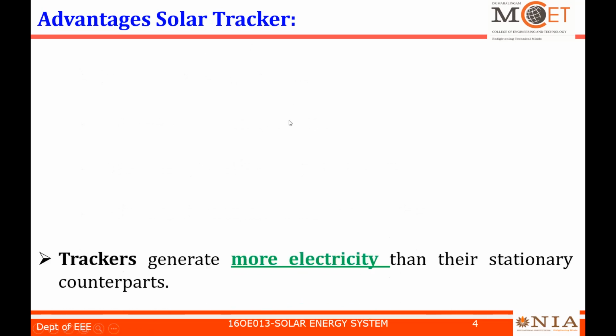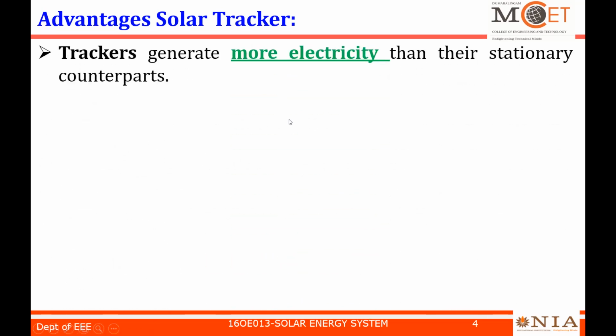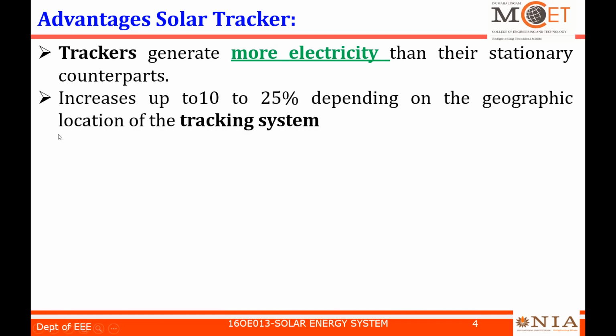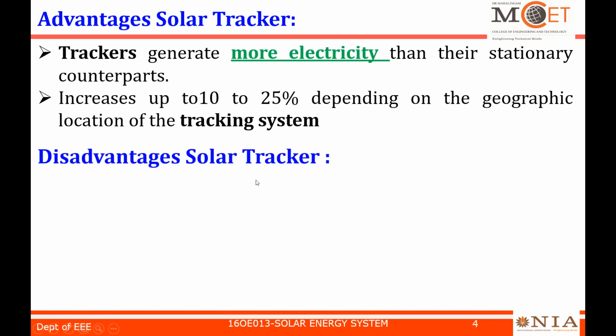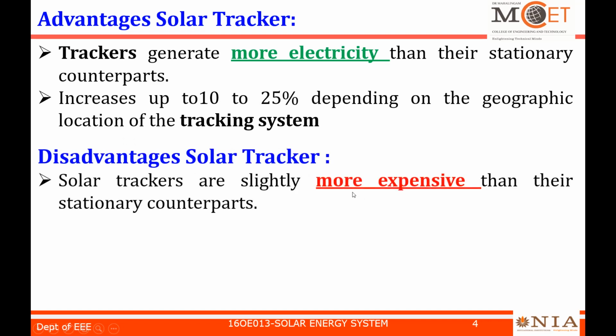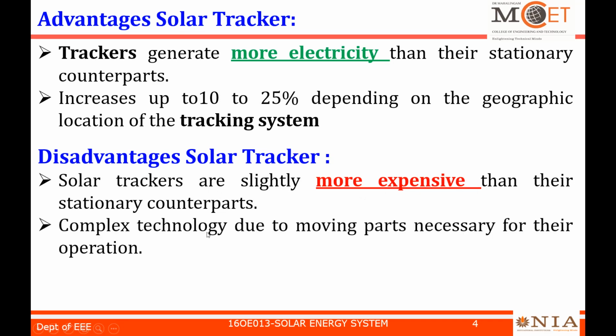Advantages of solar tracker. Trackers generate more electricity than their stationary counterparts. The increase is up to 10 to 25%, depending upon the geographical location of the tracking system. Disadvantages of solar tracker. Solar trackers are slightly more expensive than their stationary counterparts. Complex technology due to moving parts necessary for their operation. Maintenance is generally required for solar tracking systems. These are some of the advantages and disadvantages of solar trackers.